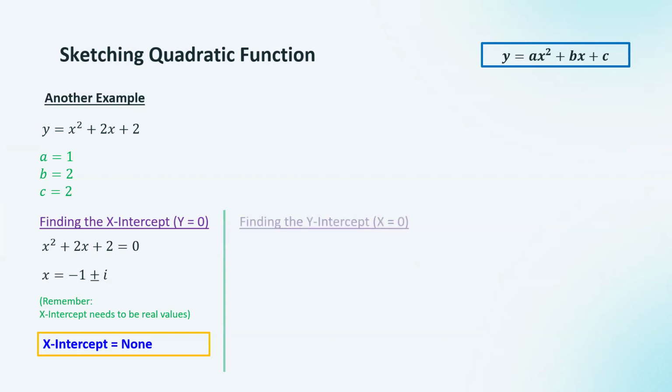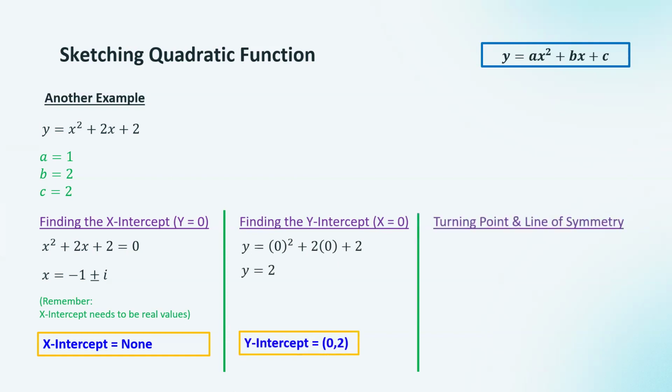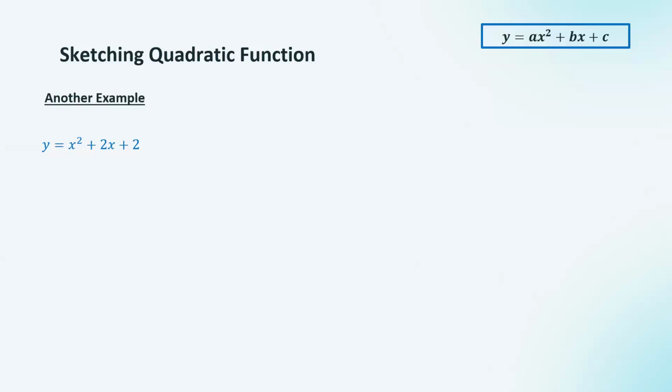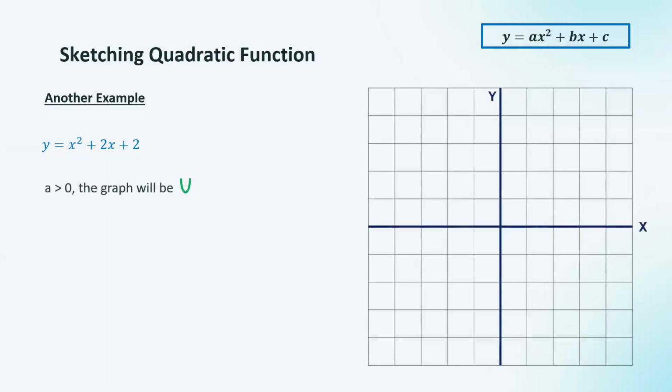After this, you can try to find the y-intercept. And this one's easy. You can try to input x equals 0. So y is equal to 2, and the y-intercept is (0, 2). And then you can try to find the turning point with the formula before. The turning point is (-1, 1), and the line of symmetry is x equals -1. And again, this is going to be a minimum point. Right, let's try to draw the graph. We know that a is positive, so the graph will make a happy face.